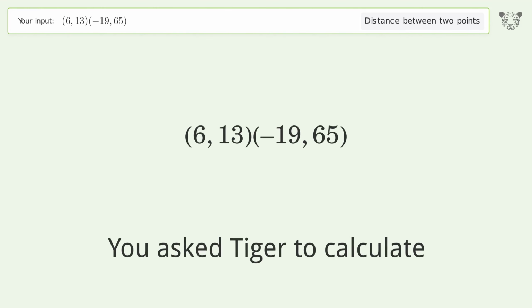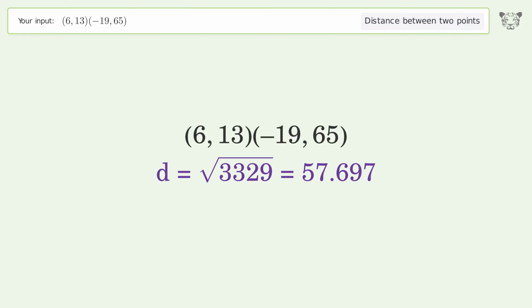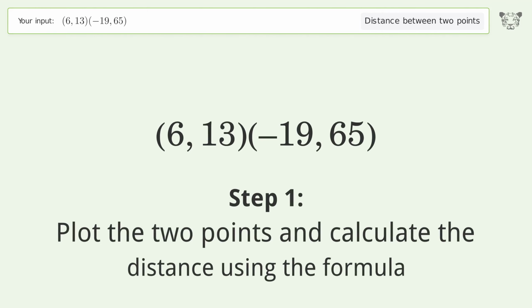You ask Tiger to calculate. This deals with the distance between 2 points. The distance between the 2 points is the square root of 3,329, or 57.697. Let's solve it step by step. Plot the 2 points and calculate the distance using the formula.